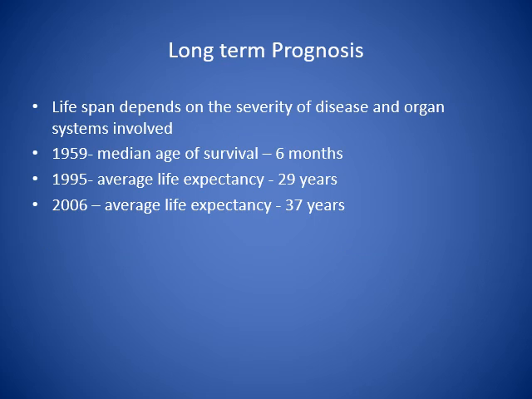So, the long-term prognosis of cystic fibrosis depends on the severity of disease and organ systems involved. Back in 1959, a child wouldn't live past 6 months. Back in 2006, the average life expectancy was 37. I now hear of people living well into their 40s with cystic fibrosis.